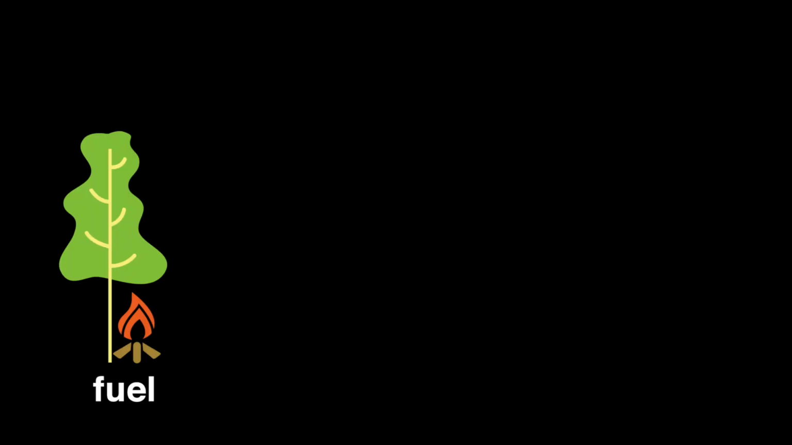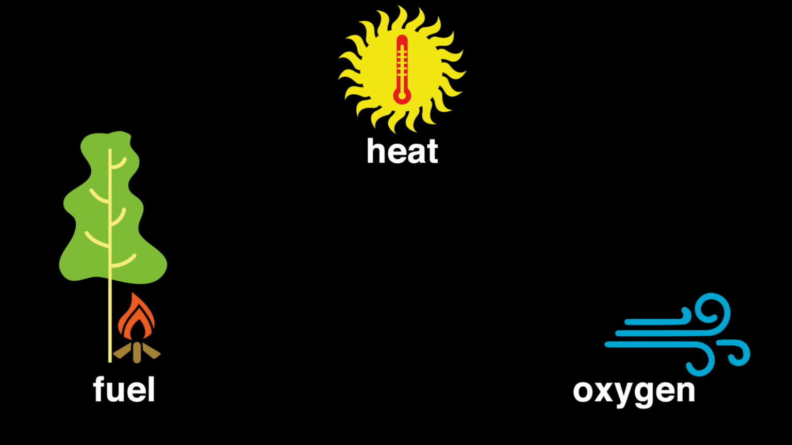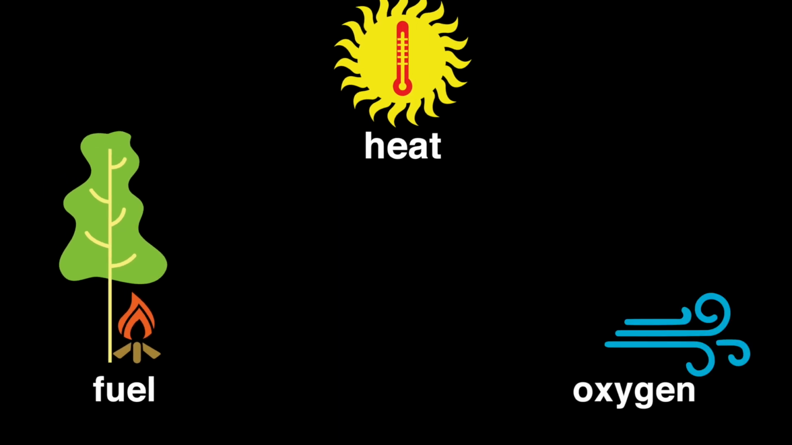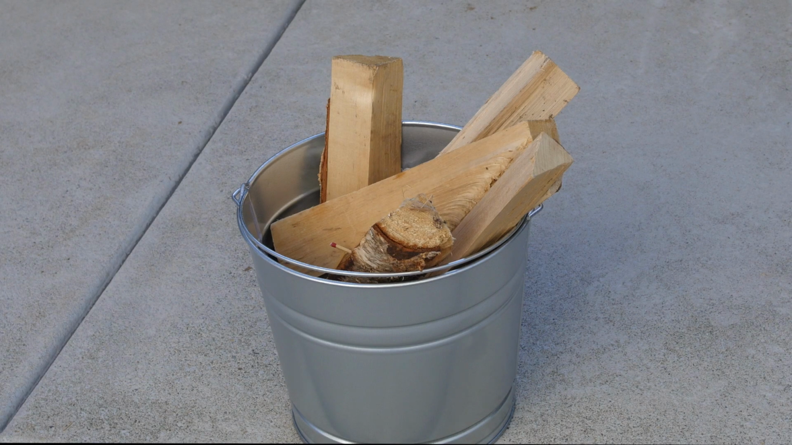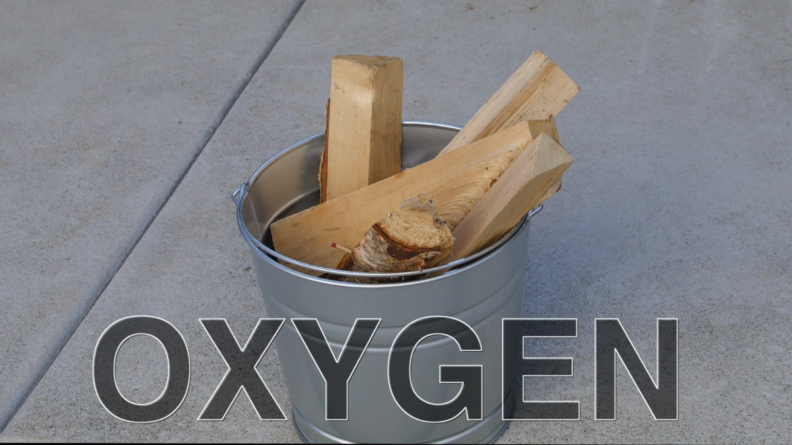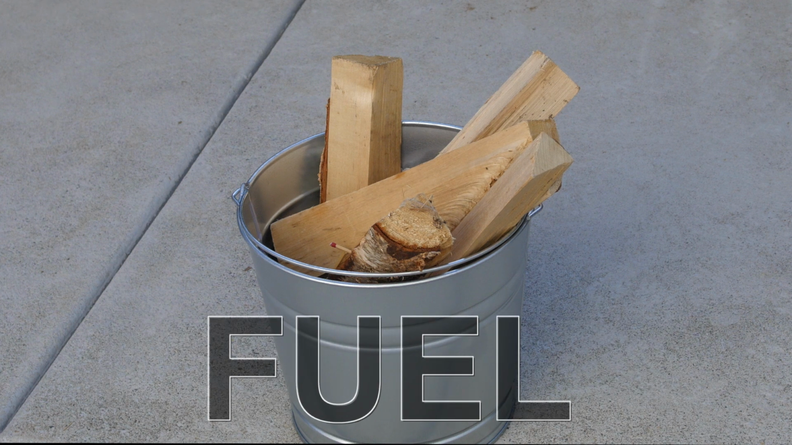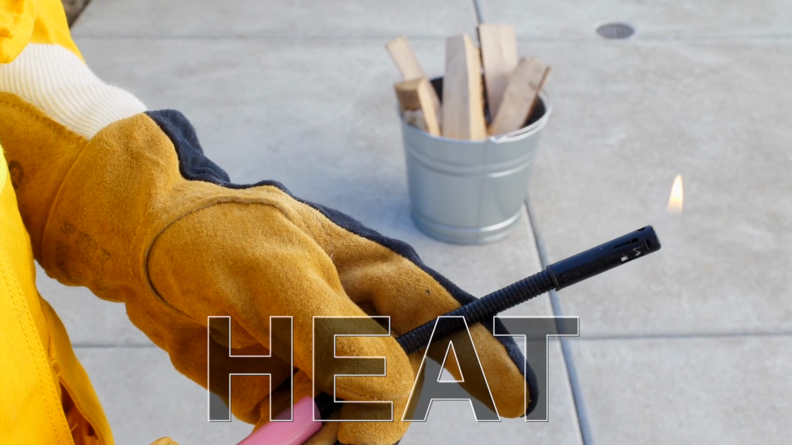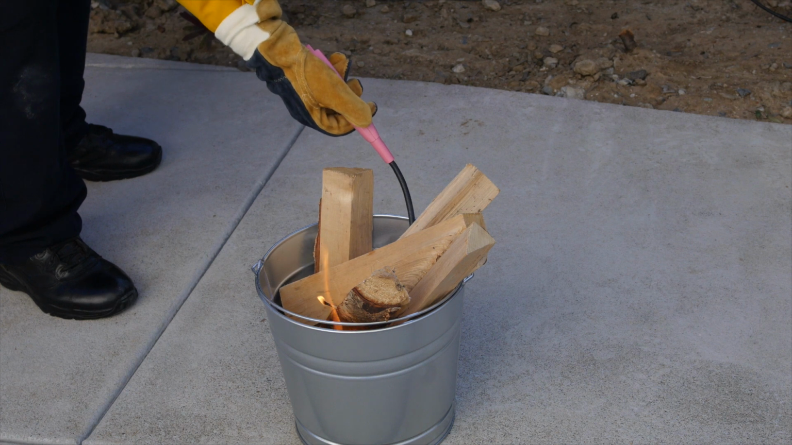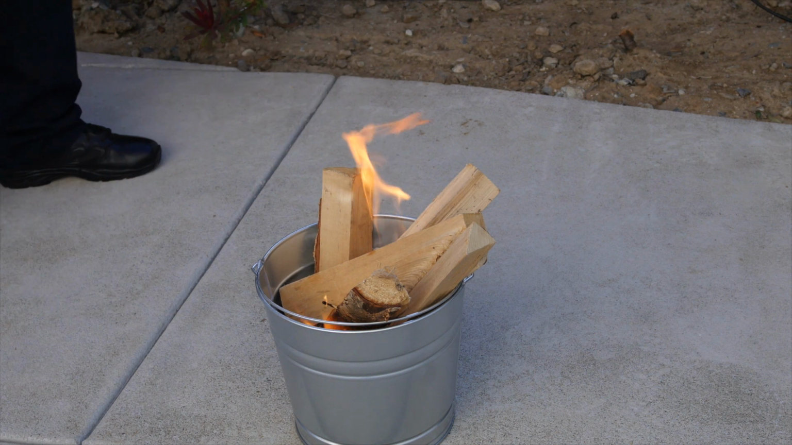Let's do an experiment by safely creating a small contained fire. Remember, never try this at home. We're going to need the 3 elements of the fire triangle: fuel, heat, and oxygen. In our experiment, we have air, which we know contains oxygen. We have fuel, which in this case will be the wood we've placed in the bucket. And we have heat in the form of this lighter. When we apply the heat, we complete the fire triangle.